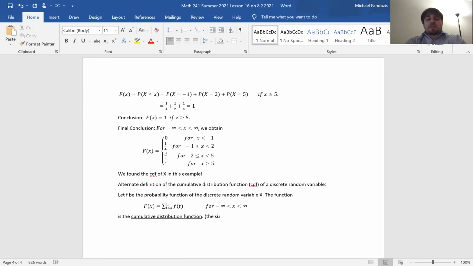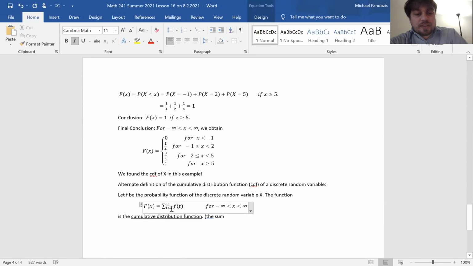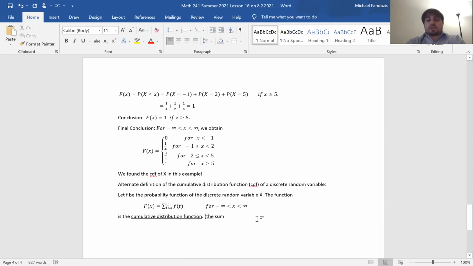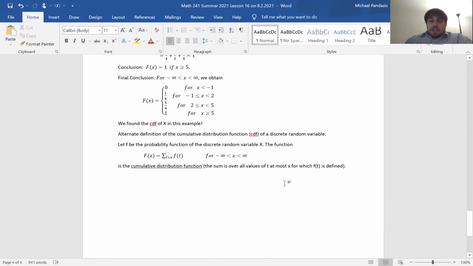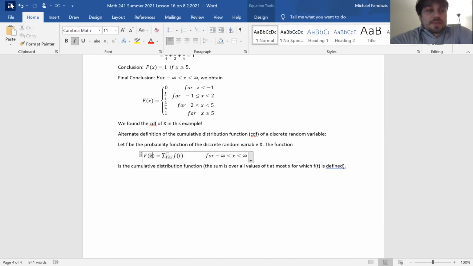Okay, the sum, I'm reiterating what I wrote. What I'm about to write here is already said in this notation, because in the subscript I have t less or equal to x here. But I'm going to reiterate it here in the parentheses. By that notation, I mean the sum is over all values of t at most little x for which f of t is defined. So you're adding the values of f of little t for all little t at most this fixed little x here.